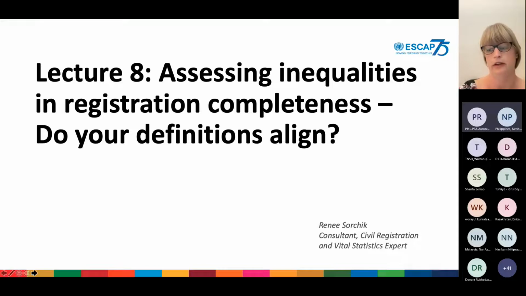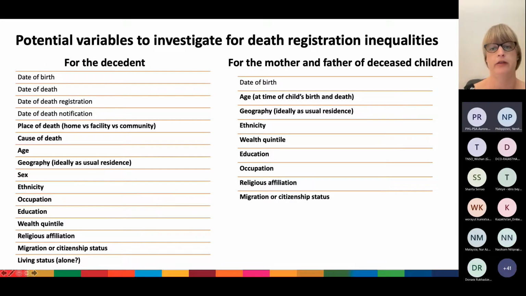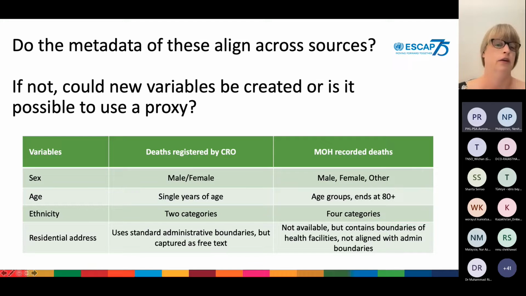So now we're going to start getting into more detail about our metadata and whether our definitions align. We had this slide yesterday, and we discussed all the different variables that might affect registration and all the different variables we might think about capturing. We're not going to go over all of those, but we're going to go over some of the common ones and use this example, going back to our fictional country of Poplandia. So we need to ask ourselves, do the metadata align across our different sources? And if not, could we create new variables or use some kind of proxy? Is there something we can do so they do align?